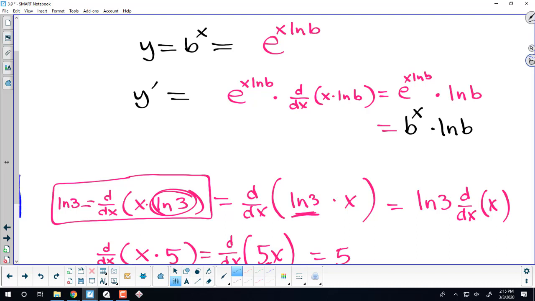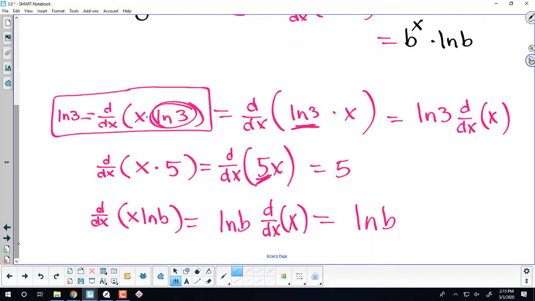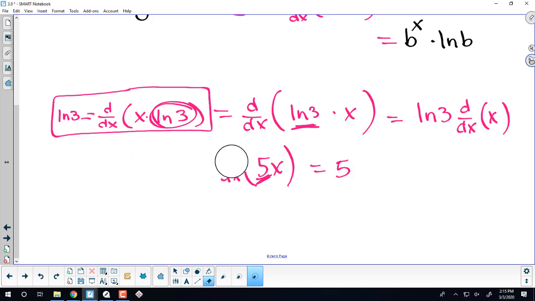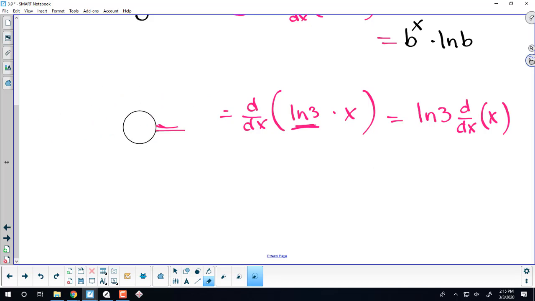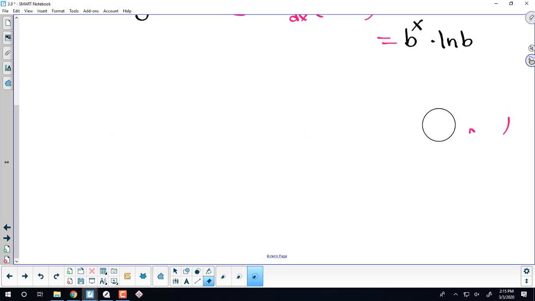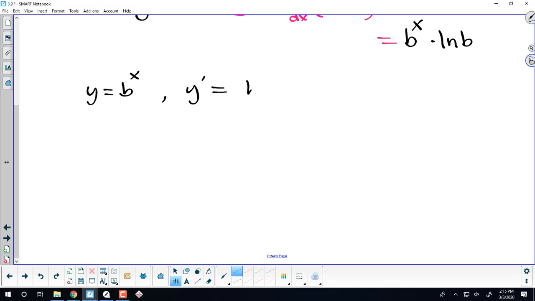I'm going to erase this stuff here. So in other words, when y is b to the x, the derivative of b to the x is b to the x times the natural log of the base. And again, remember that this is only the derivative of your outer function when your outer function is b, like 2 to the power, 5 to a power, whatever.